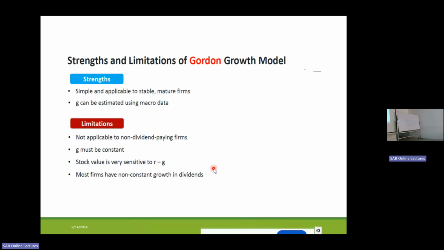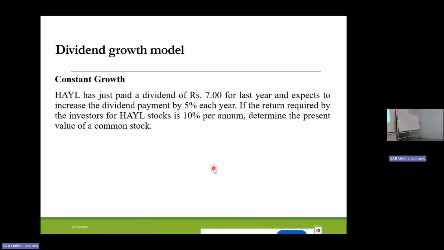Must firms have non-constant growth in dividends? Yes, practically, dividend payments are not constant. They can vary. There are some periods with high dividends, and some periods with no dividends. So in a practical scenario, if companies are not paying constant dividends, then you can't apply this model. So these are some limitations and strengths of this model. Look at this example.